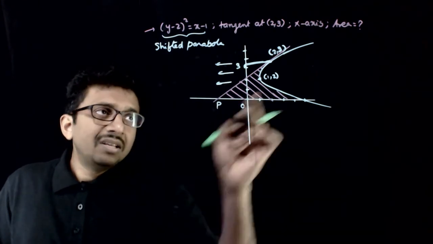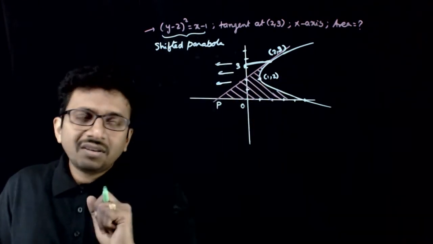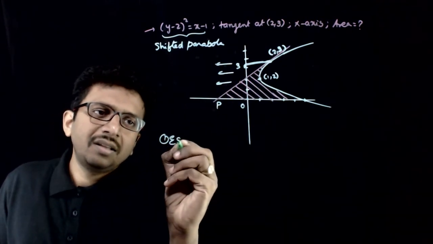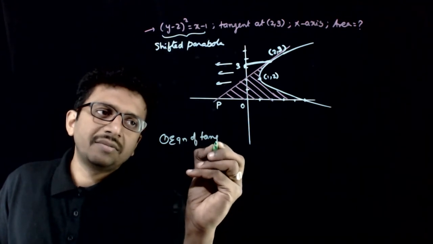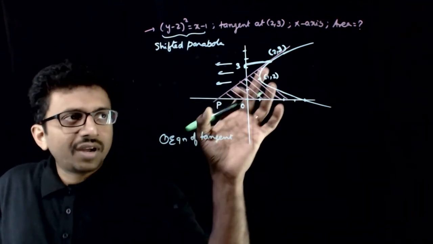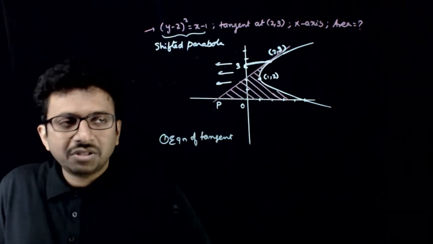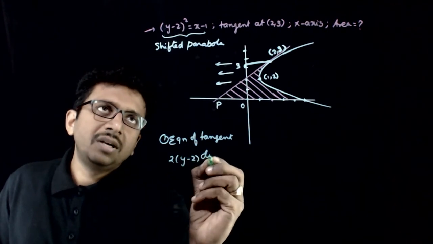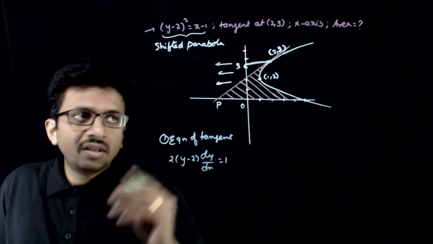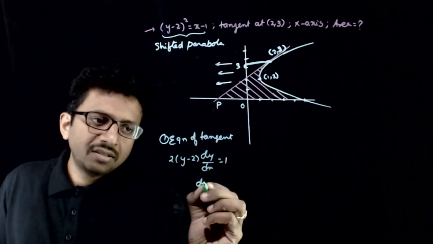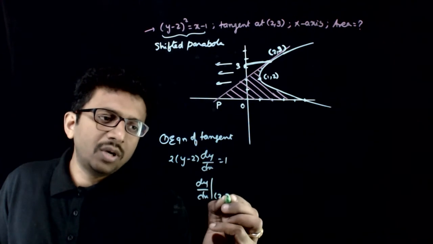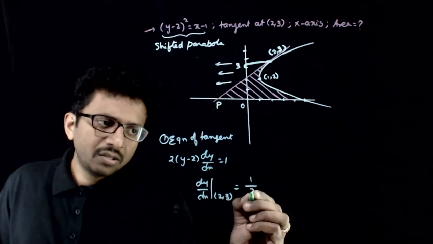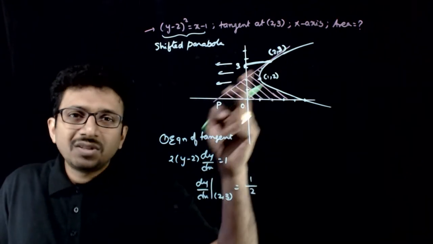So to get the area, the parabolic curve is already given, but the tangent equation is not given. So first let us find the equation of tangent. We already know the point. If you can find the slope of this line, you can find the equation. So to find the slope, let us differentiate this. 2(y − 2) dy/dx = 1. So what is dy/dx at (2, 3)? Put y = 3, 3 − 2 is 1, so it is 1/2. So the slope of this line is 1/2.